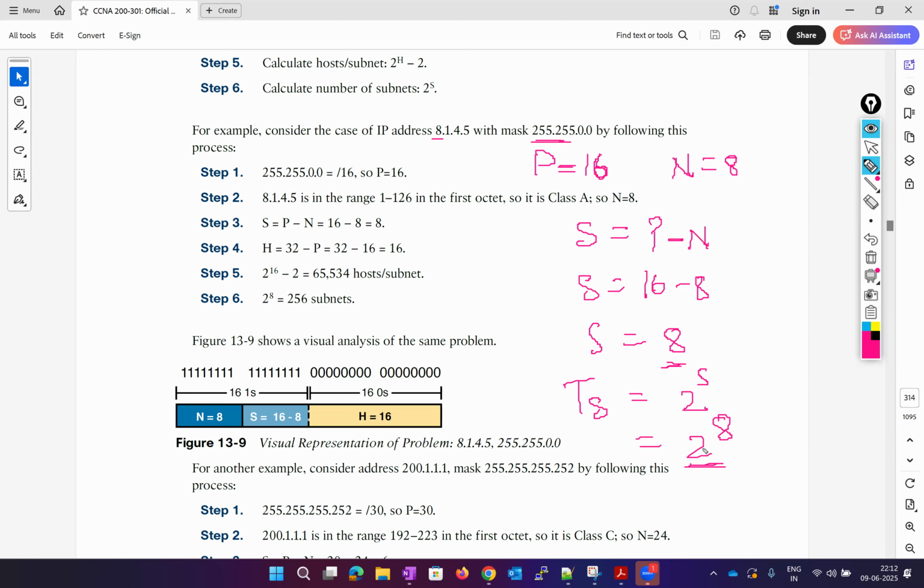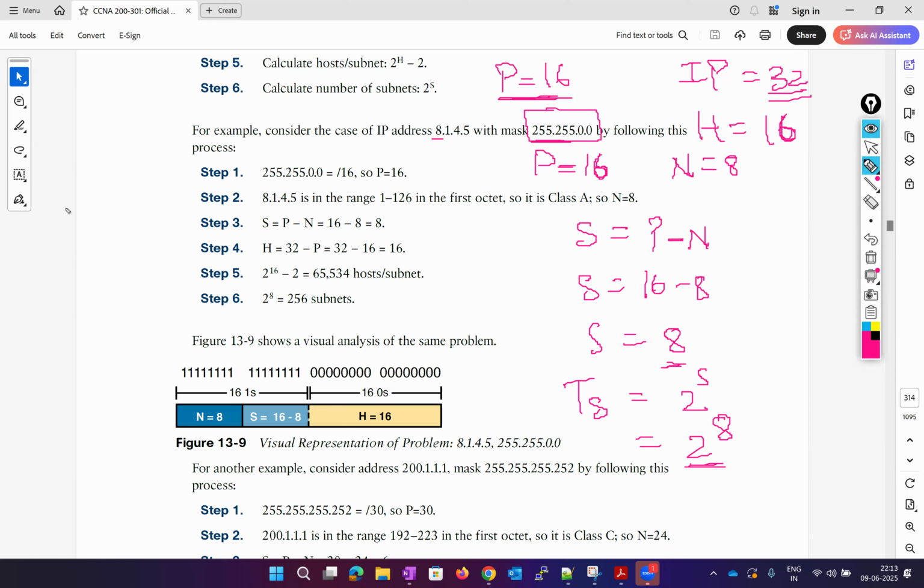Now, how many hosts do you have? We already know the total number of ones, or P, is equal to 16. And in an IP address, we have 32 bits. If there are 16 ones, then there should be 16 zeros also. Correct? 16 zeros also.